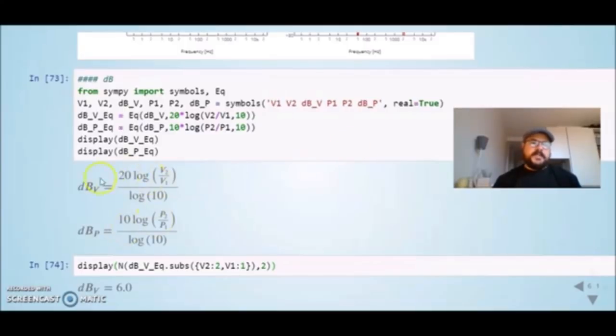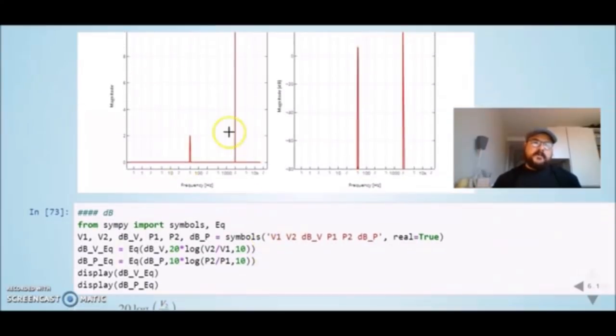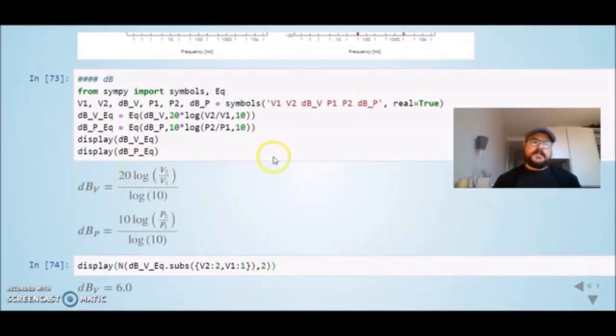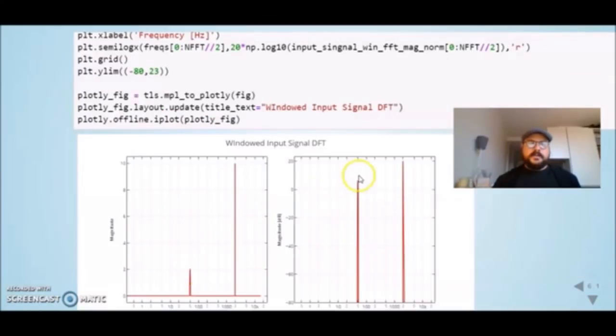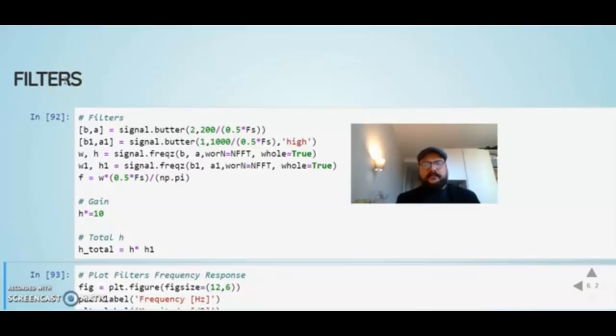We see the biggest difference here is that we have 10 log for power and 20 log for voltage. So if we have our values here and we solve these equations, we will see that, for example, when the amplitude is 2 and our reference voltage is 1, we have 6 dB, as we've seen here. So we had 2 here and we have 6 here. We will now design some filters and make more experiments with our input signal.